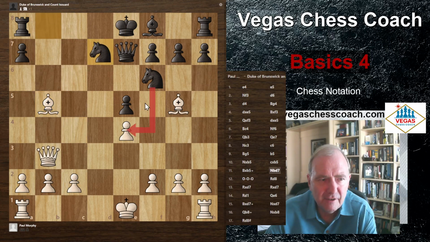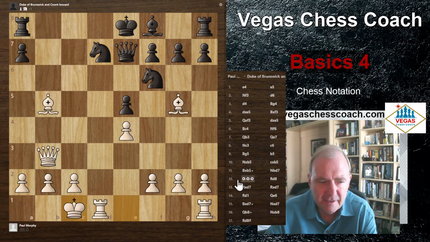Knight b to d7. Now, because both knights could go to this square, we are very specific by saying it's not just the knight moving there, but it's a knight from the b file that is going there. This is the b file. So the knight from the b file goes to d7. And that's what it says here. White castles, when it's a long queenside castling, like in this case, you have 3 zeros. For castling on the king side, you would only have 2 zeros. That's how you distinguish queenside and kingside castling.